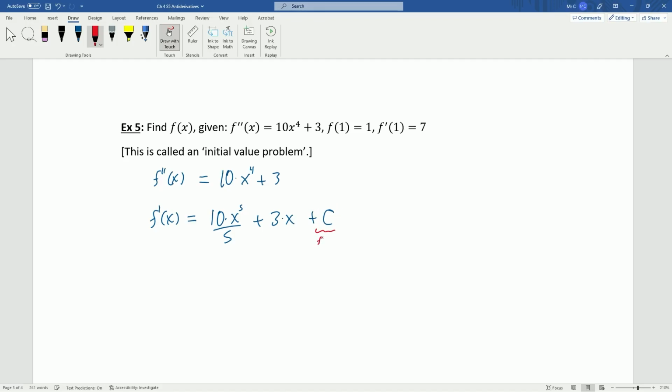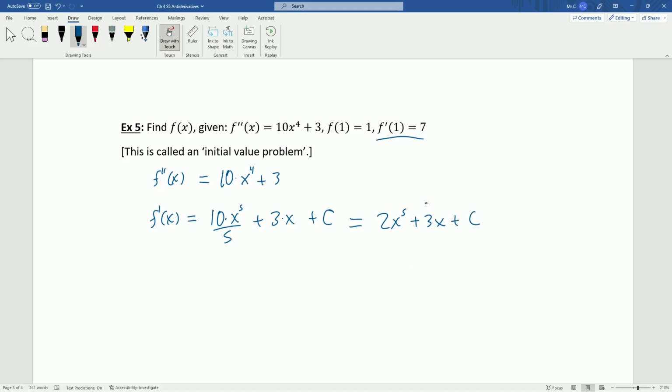So this is not strictly true for all types of functions, but if all of your functions are just multiplied by some power of x, then of course c is going to be equal to f prime of 0. But we don't know f prime of 0 in this case, so we can't really use that. But we can use f prime of 1, which is equal to 7. So we can plug that in and just solve. So let me first simplify this a little bit further. 10 over 5 is 2. So this is 2x to the 5th plus 3x plus c.